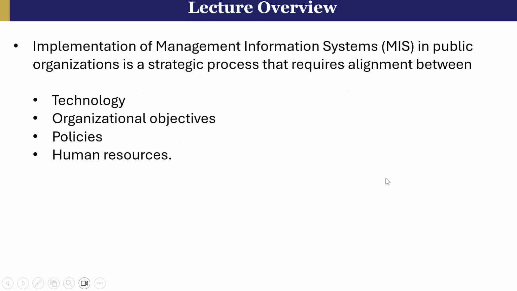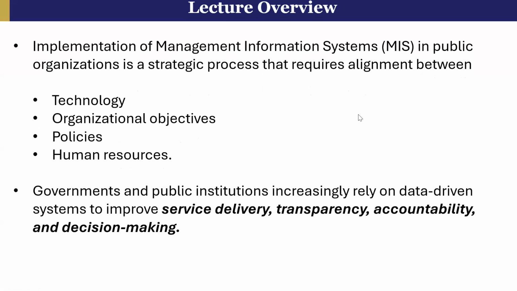Okay, so this is going to be the overview of our lecture today, and implementation of MIS in public organization. It is a strategic process. No matter how good your development is, if you are not able to implement what you have developed well, and that can be aligned with technology, with organizational objectives, with policy, with human resources, and the interest. So we have to align it. We have to implement it by aligning it to make sure that all of these 4 factors are also satisfied.